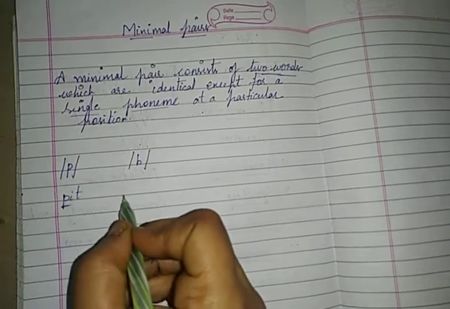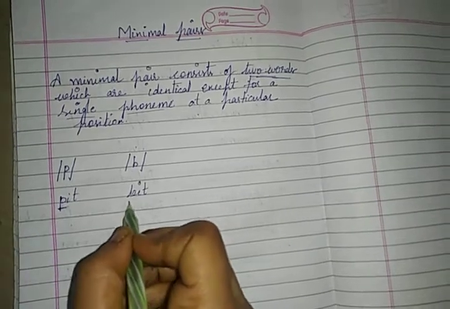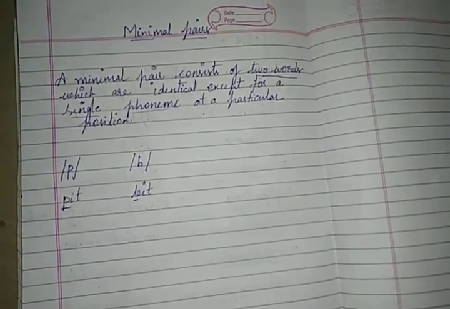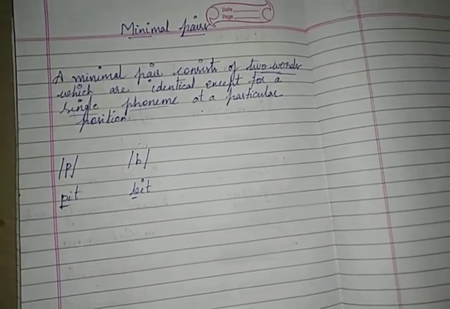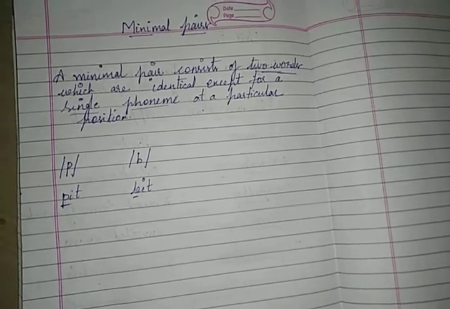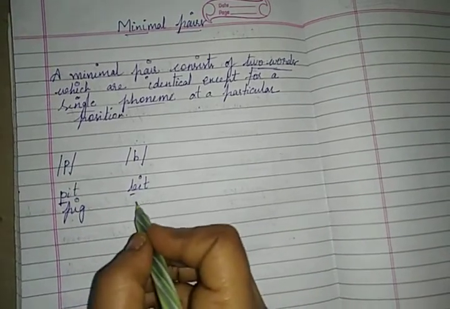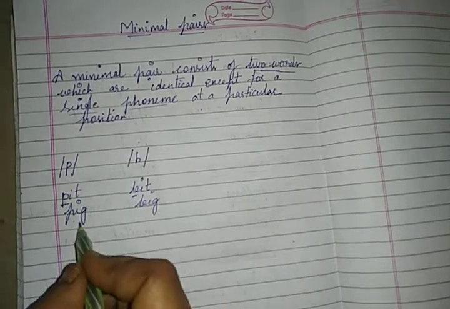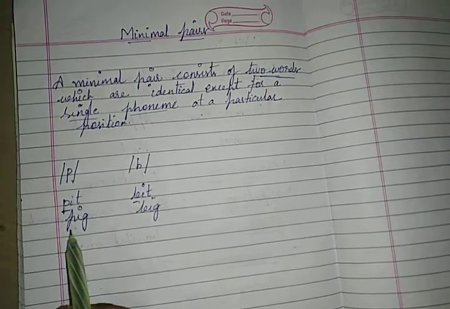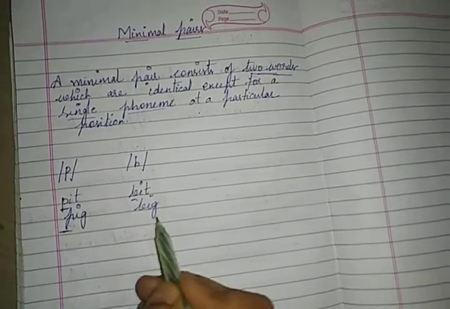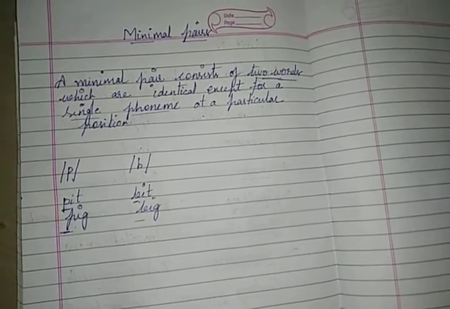Look at here: pit, bit, pig, big. See, only the first letters are different. Just look at here, P, B. Only the first alphabets are different. Even their pronunciations are different.